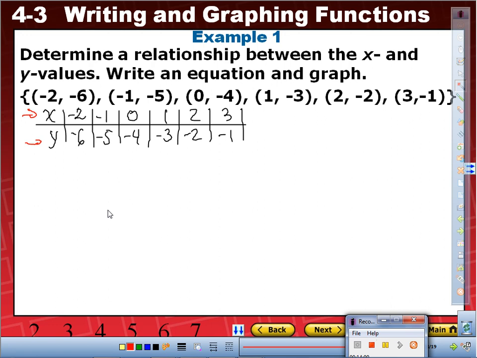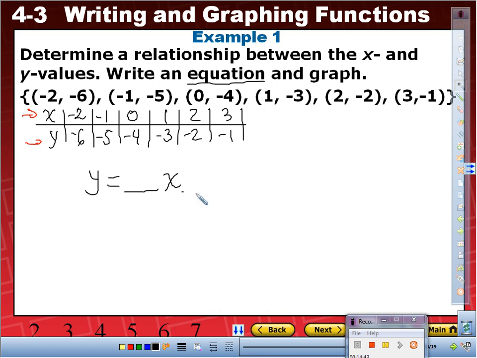Now check this out. To write a rule, pay attention please, or you're going to miss it. To write your rule or your equation, you need to write y equals, you leave a blank, and then you write x, and you leave another blank. Copy that, please. All right, here we go. Pens down, eyes up here. Let me show you how to write the rule.